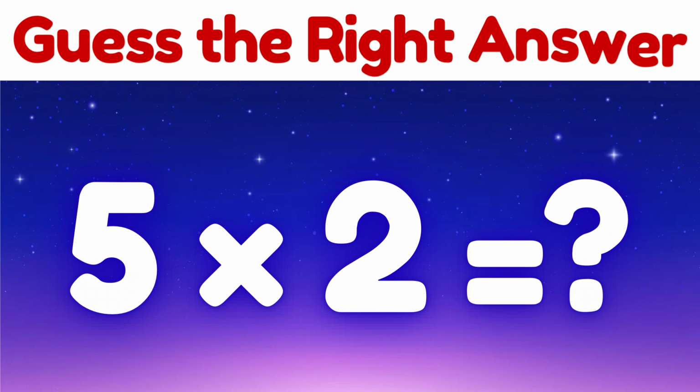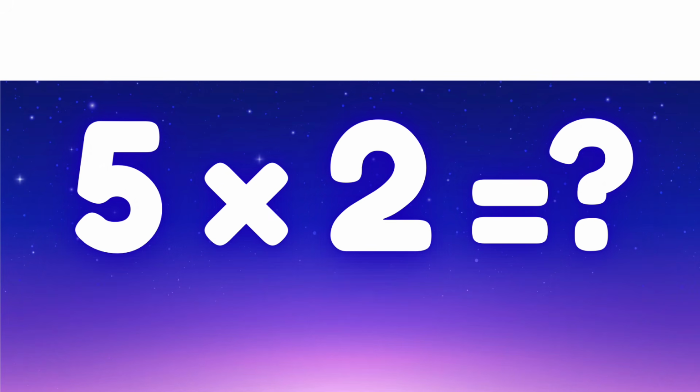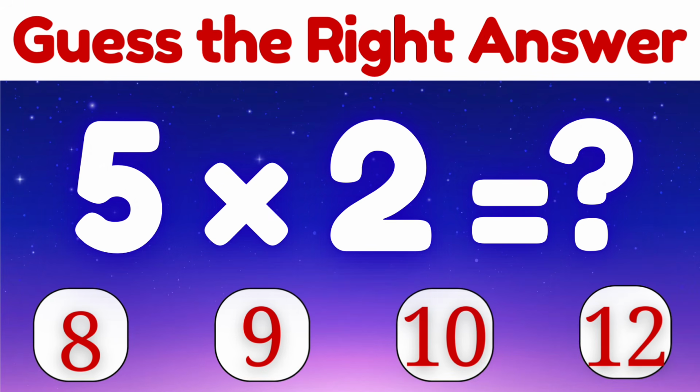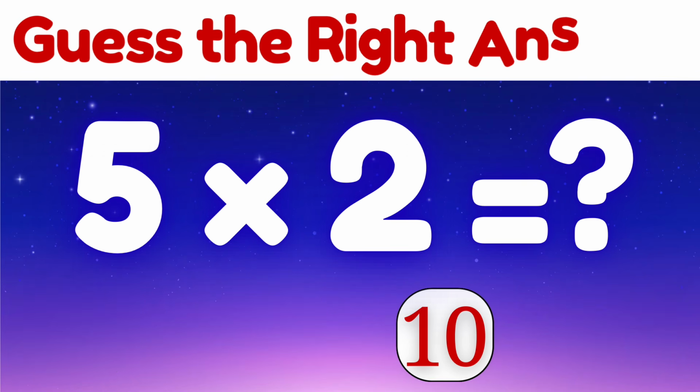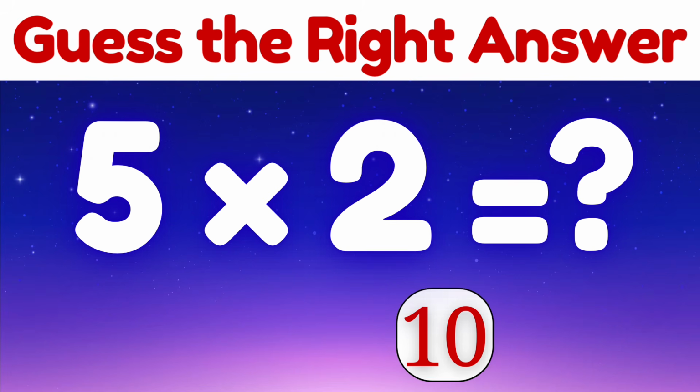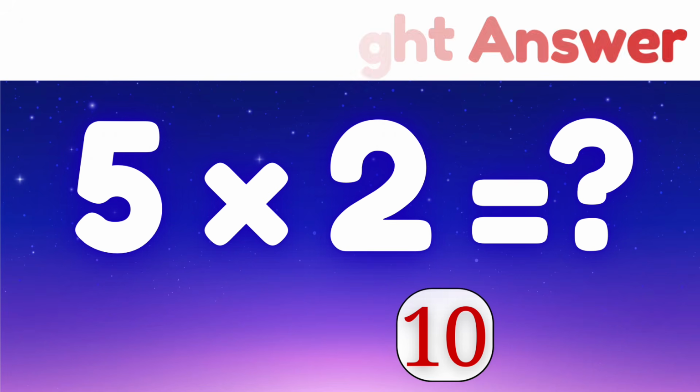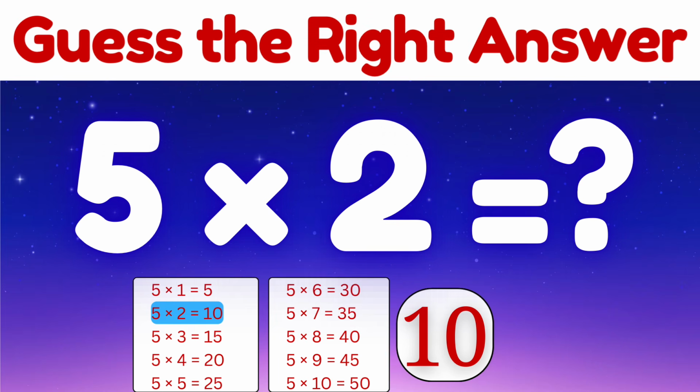Can you guess this one? What is 5 times 2? Let's check the options. Is it 8 or 9 or 10 or maybe 12? Think carefully. The correct answer is 10. Great start. 5 times 2 equals 10.